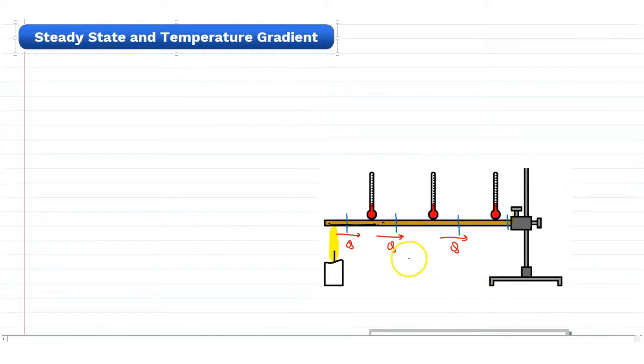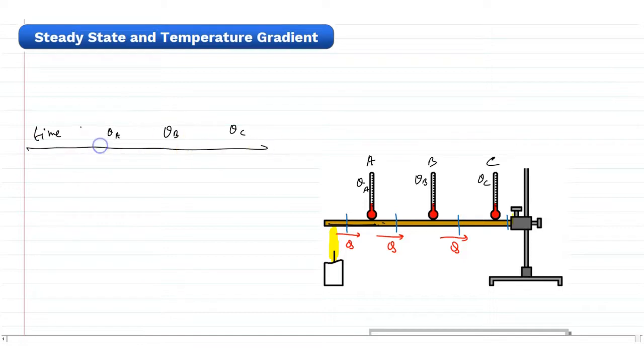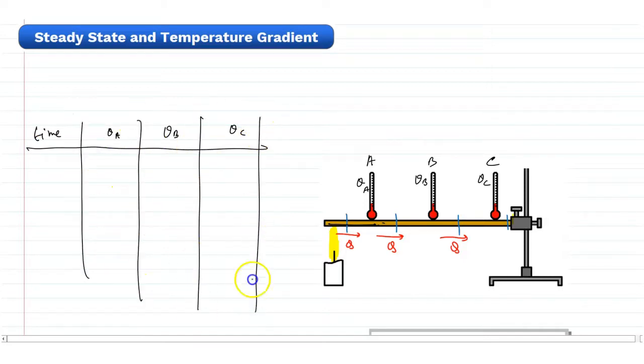Suppose we are heating this rod, and the left side of the rod is heated. Suppose three thermometers A, B and C are taken here, and the reading of thermometer A is theta A, B is theta B and C is theta C. Now suppose we plot time against theta A, theta B and theta C, at time t equals 0, when we start heating the rod.